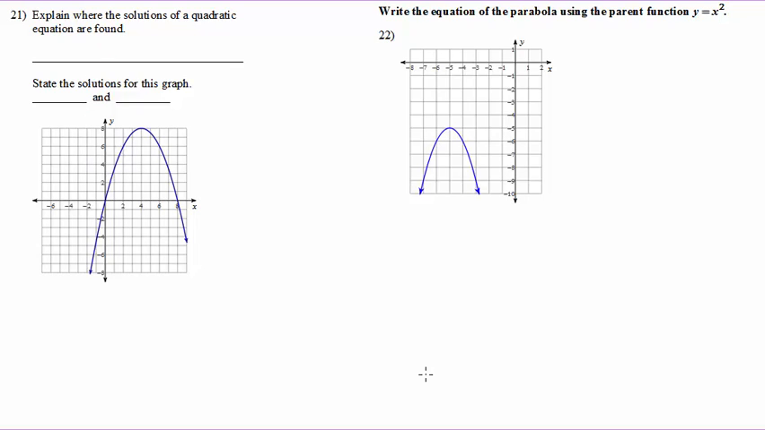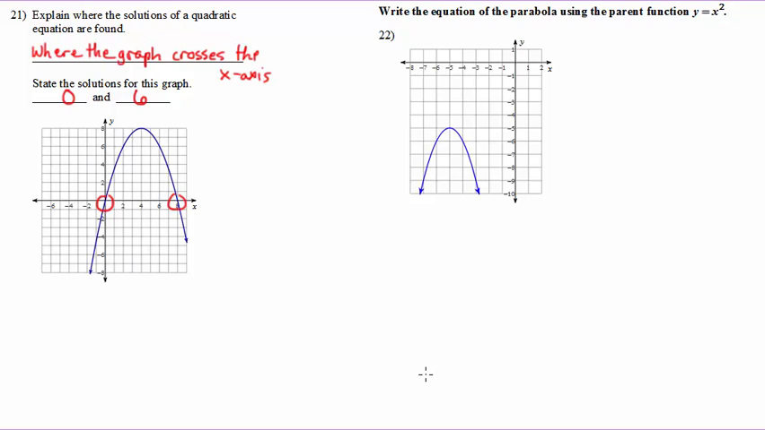Explain where the solutions of a quadratic equation are found. Well, they're found where the graph crosses the x-axis, or they're found at the x-intercepts. Then it says to state the solutions for this graph. There's a solution here and a solution here, 0 and 6. Remember, it's where it goes through the x-axis.